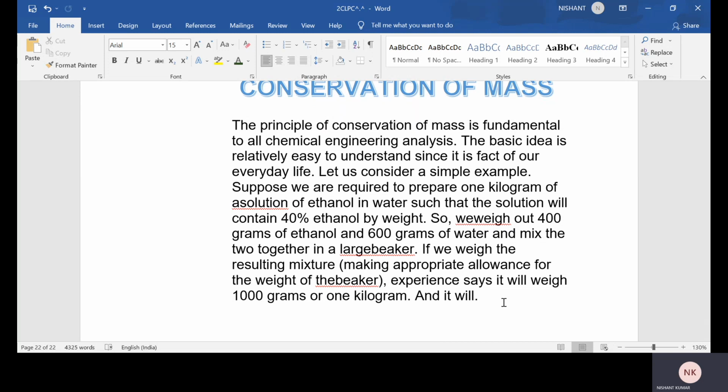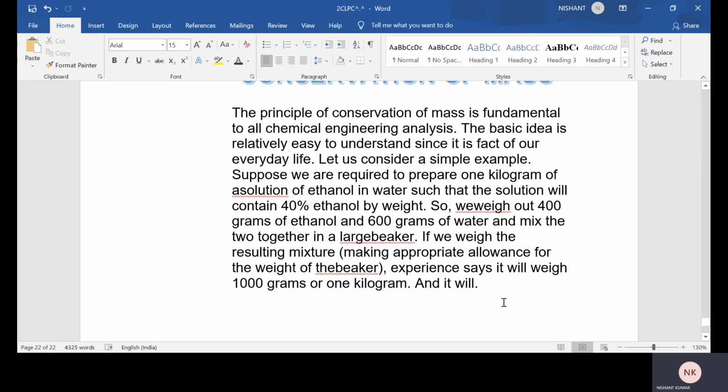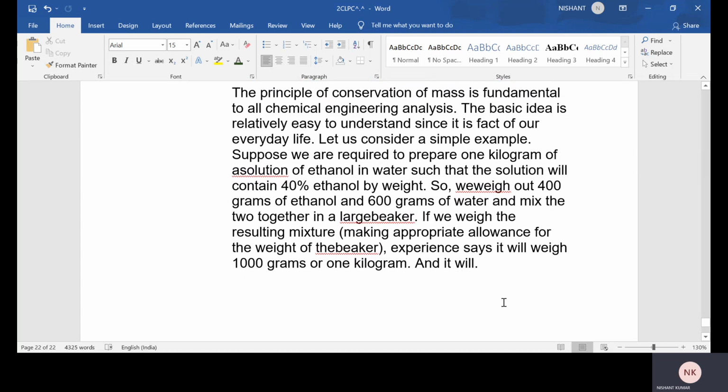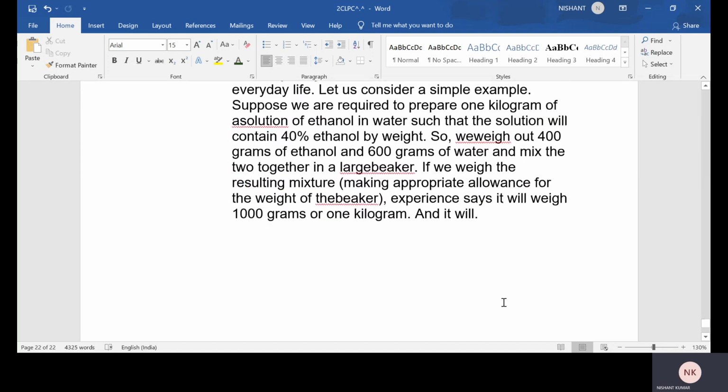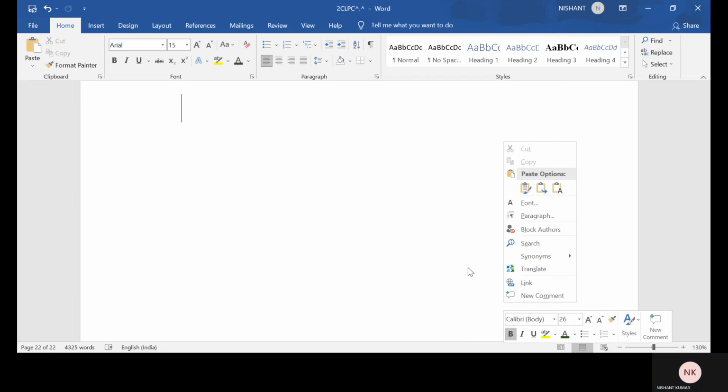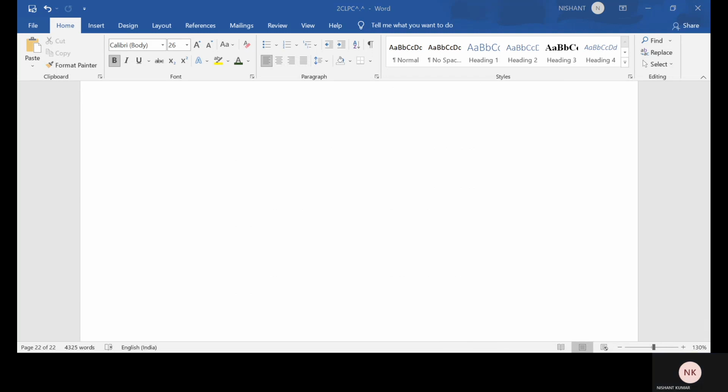So we weigh out 400 grams of ethanol and 600 grams of water and mix them together in a large beaker. If we weigh the resulting mixture, making appropriate allowance for the weight of the beaker, experience says it will weigh 1000 grams, or 1 kilogram. So these are all about material balances.